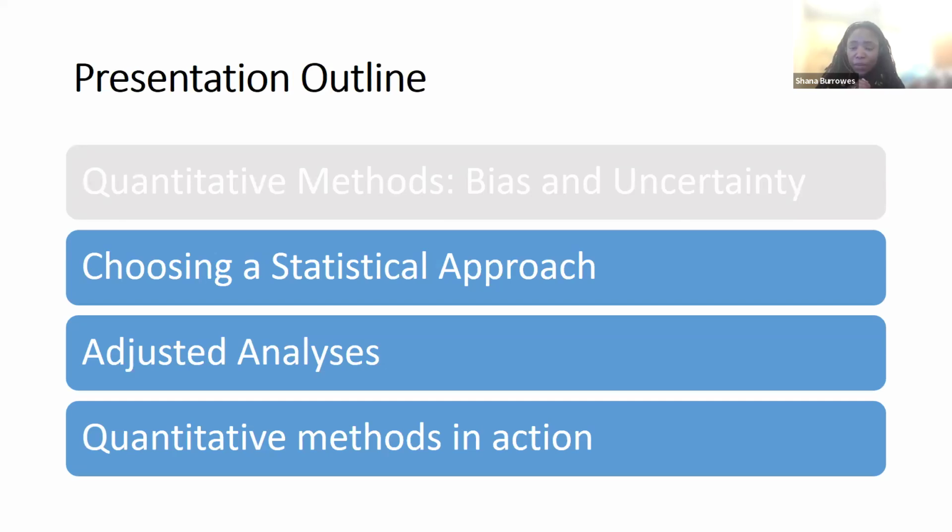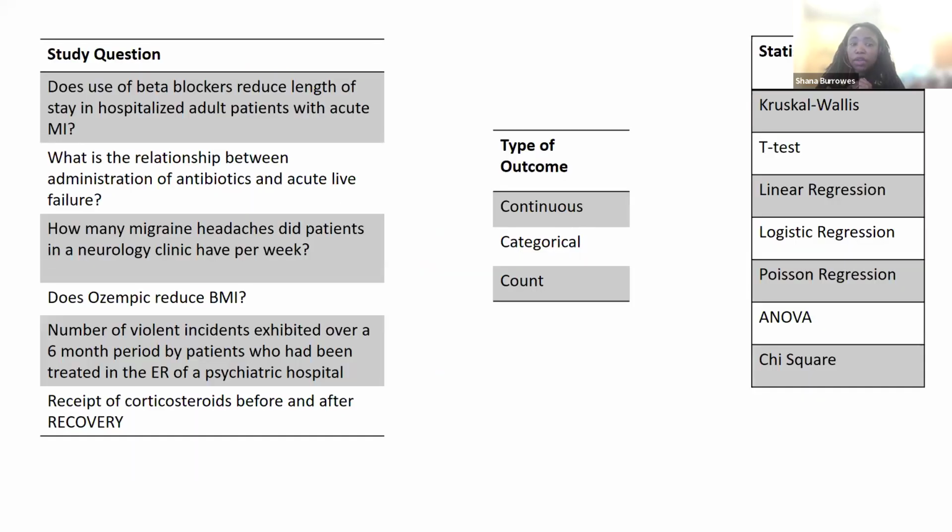Great. So the next thing we're going to talk about is choosing a statistical approach. Your statistical approach is going to be determined by your study design, your type of outcome, and the question you're asking. We're going to do a quick little exercise where we match the study question to the type of outcome and the type of test you would use to examine that outcome. If anybody knows the answer and wants to participate, please feel free to jump in, either unmute yourself or write in the chat.